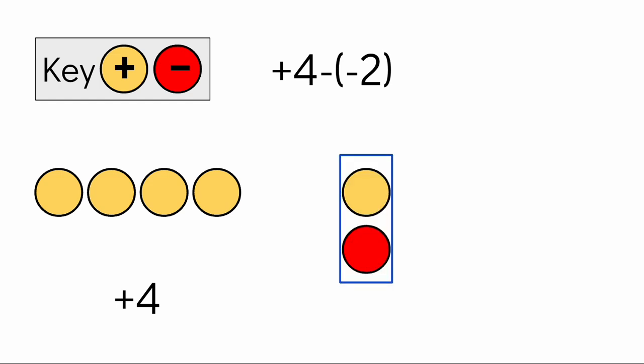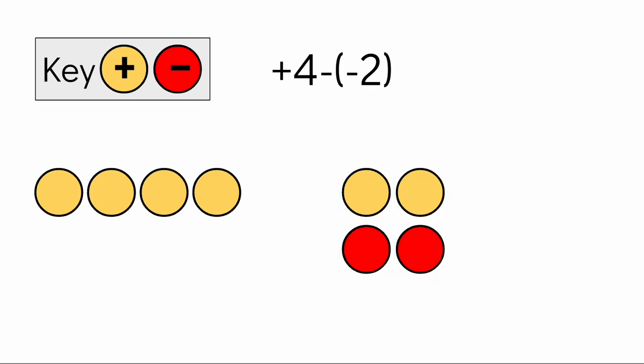Adding this zero pair doesn't change the value of positive 4, but it does introduce a red counter. We need 2 red counters to be able to subtract negative 2. So I'll add another zero pair. Now I have 2 red counters, which represents negative 2, that I can subtract or take away. Taking away the 2 red counters, or in other words, subtracting negative 2, I am left with 6 yellow counters. Positive 4 minus negative 2 is positive 6.